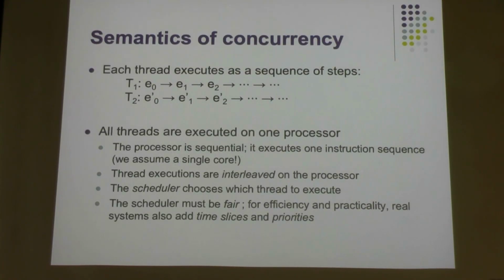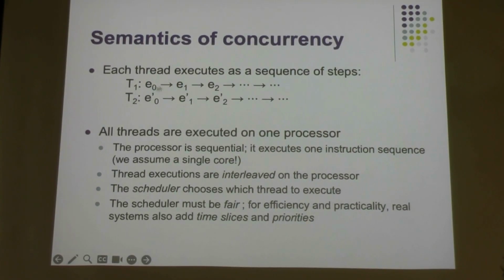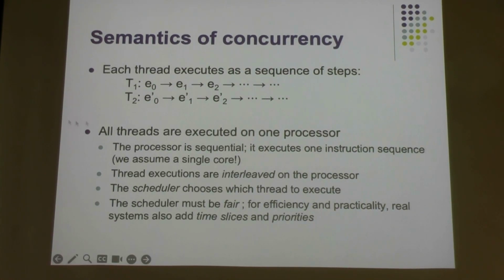Semantically, what's happening in these threads? This is very general. Every programming language that's doing threads is going to be doing it like this. So this is generally applicable. Each thread will execute as a sequence of steps. It has its execution state, and it's executing like a sequential program. So each thread is a sequential program. And they're independent. But they will be executing on one processor.